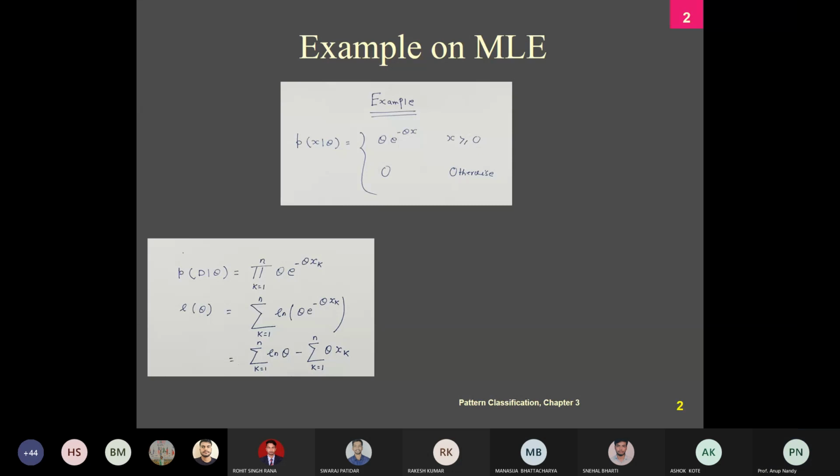Isn't it? Sir, multiplication of i from k to n, theta into e to the power minus theta xi. Very good. So this will be your likelihood function. What is your name? Sir, Vishwanath Mandal. Acha, Vishwanath. Okay, so now this is your likelihood function.